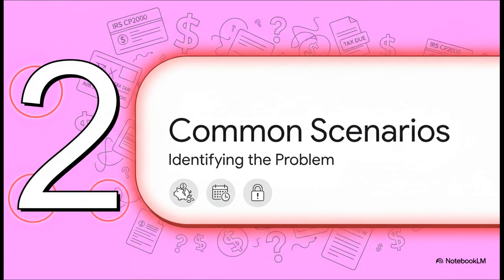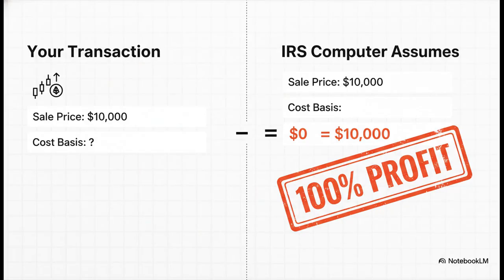We're going to look at 3 very common situations where this blunt instrument of a computer system tends to get things really wrong. First up, one of the biggest ones we see, the zero-cost basis error. This is a nightmare for anyone who trades stocks or crypto. Your brokerage, right? They report the gross proceeds, the total amount you sold something for. But if you forgot to file the right form, or if the cost basis information wasn't included, the IRS computer makes a wild assumption. It assumes you got those stocks or that crypto for free, and it taxes you on the entire sale price as if it were 100% pure profit.